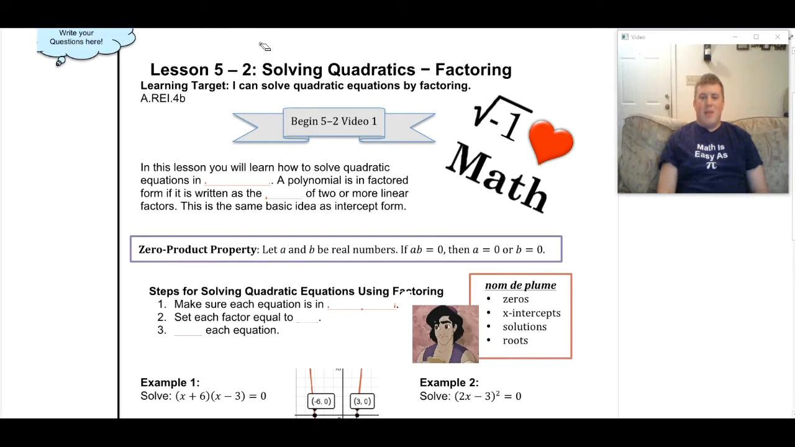Welcome to Lesson 5-2, Solving Quadratics by Factoring. This is the only video in this lesson. This should be a pretty quick, simple lesson, but it is going to set us up with a strong foundation for when we head into factoring in 5-3.